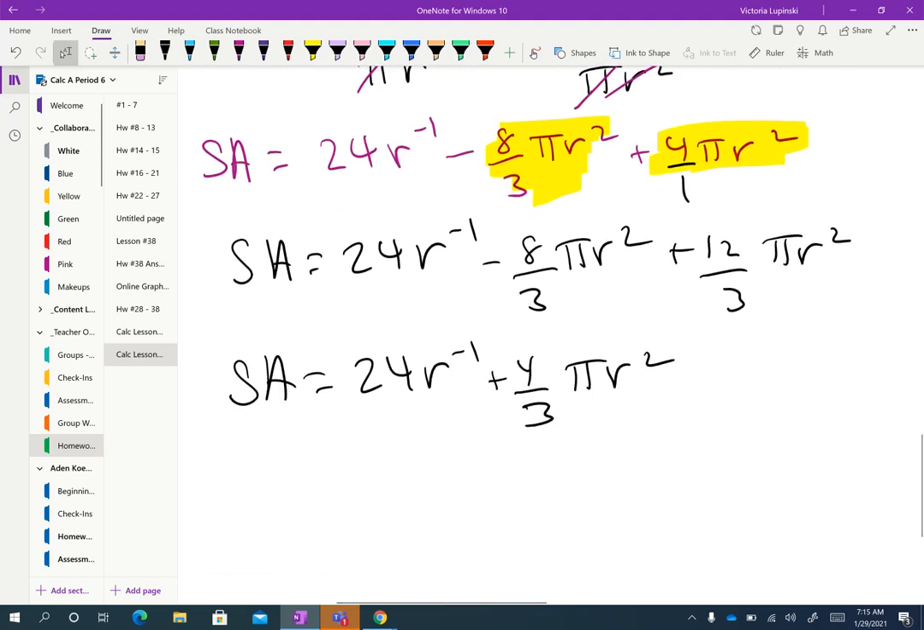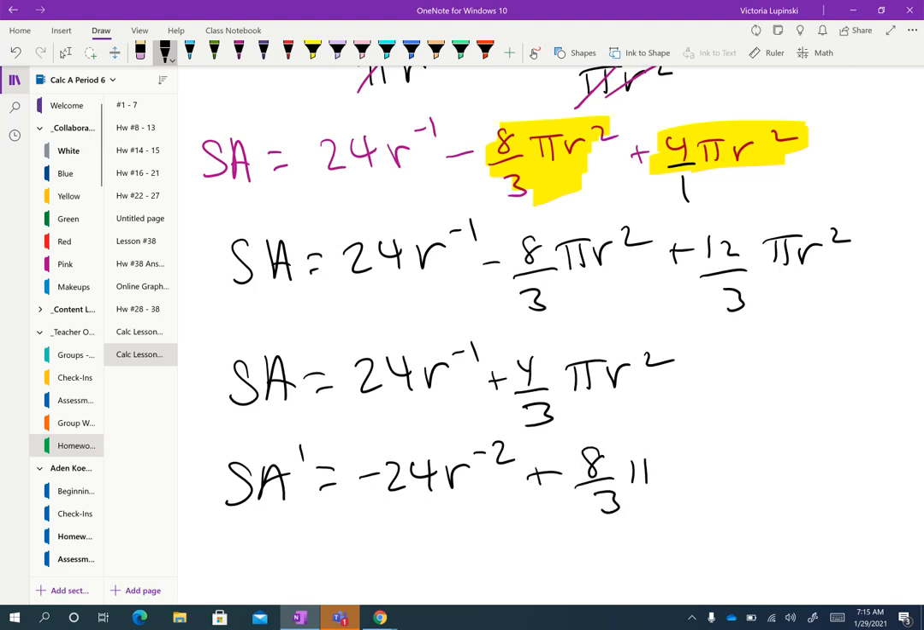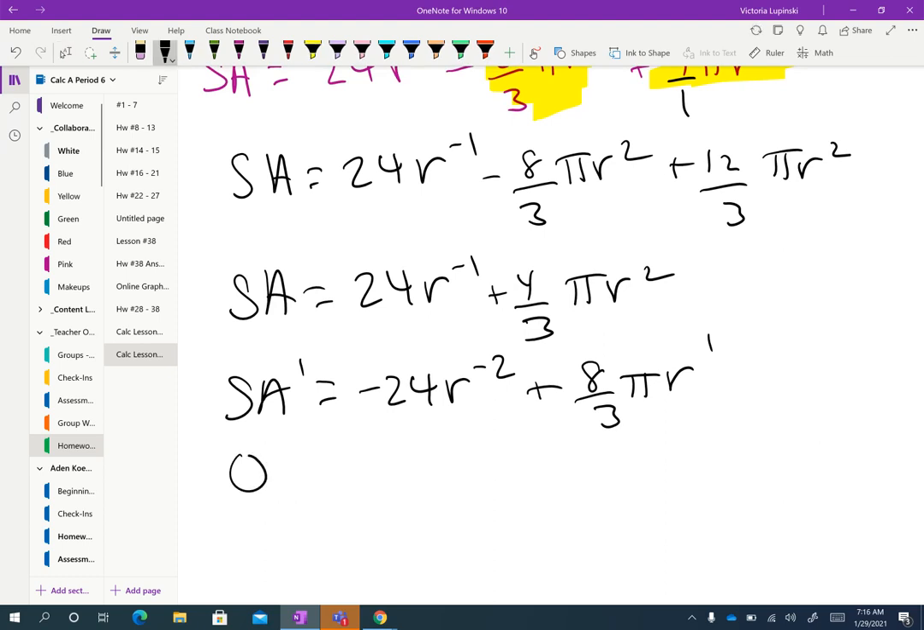Okay, so now we are finally ready to take the derivative. So 24r to the negative 1, bring down the negative 1, which would give you negative 24, and then to the 1 less power. Plus, bring down the 2 times 4/3 is 8/3 pi, and then r to the 1 less power, which would just be r. I'm going to go ahead and set that equal to 0.